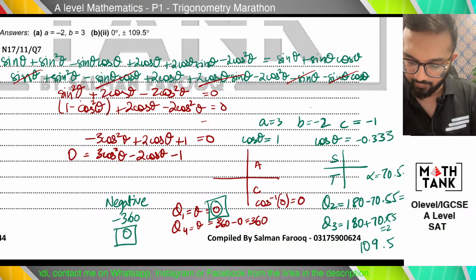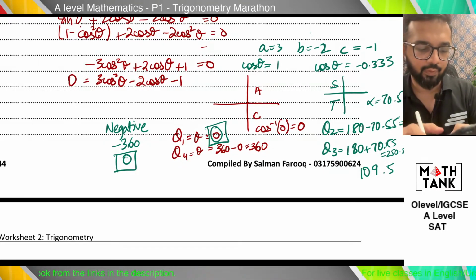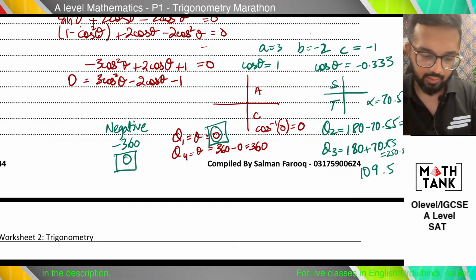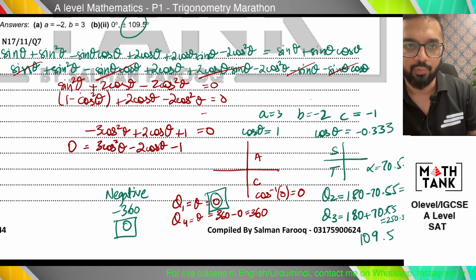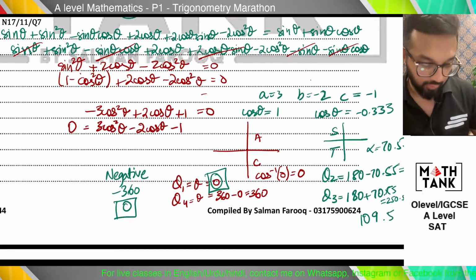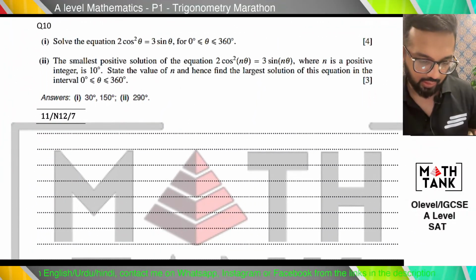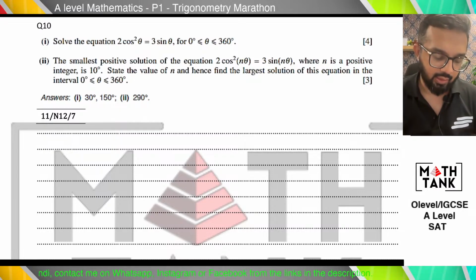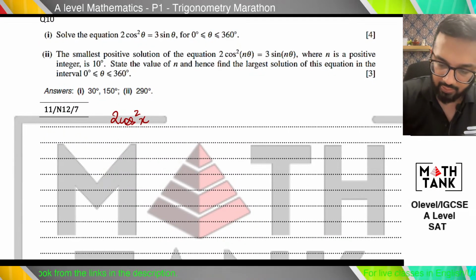And 250.5. Okay, you subtract those answers from 360 to get both positive and negative 109.5. If you do 250.5 minus 360, that's where your answer will turn up. Okay, let's do this last question quickly.